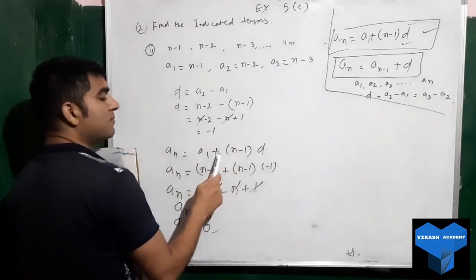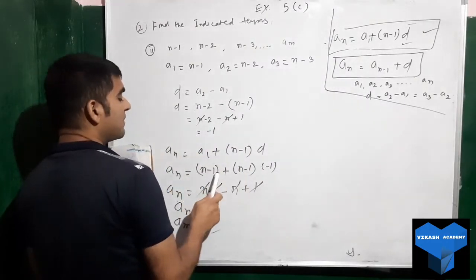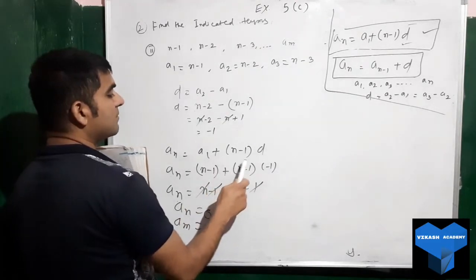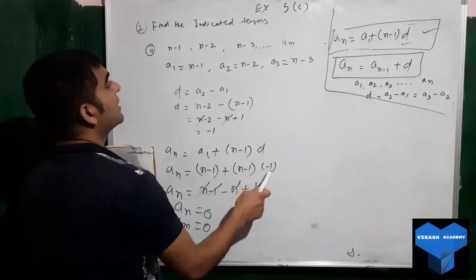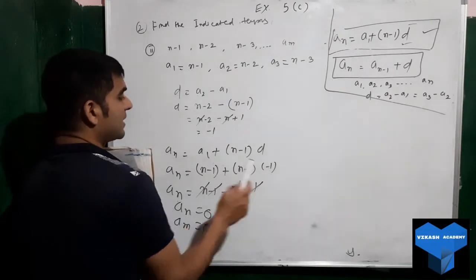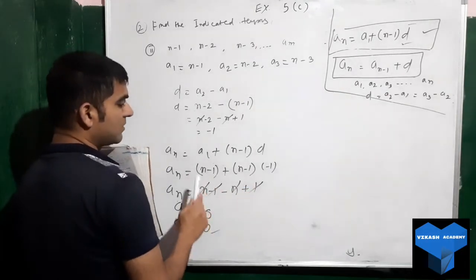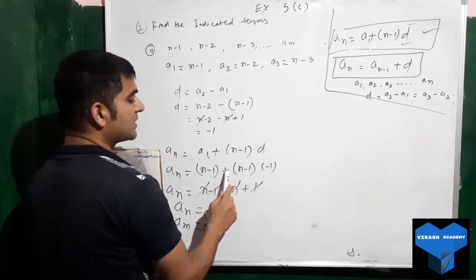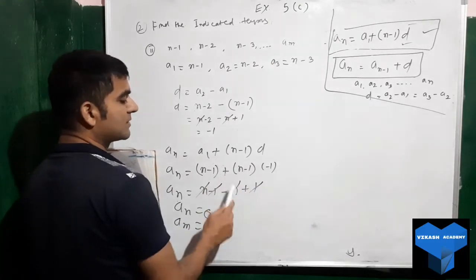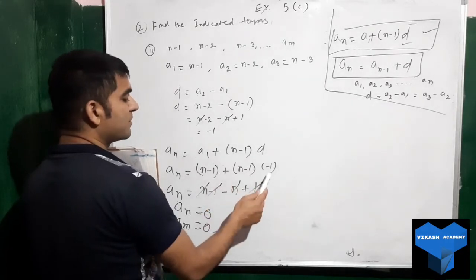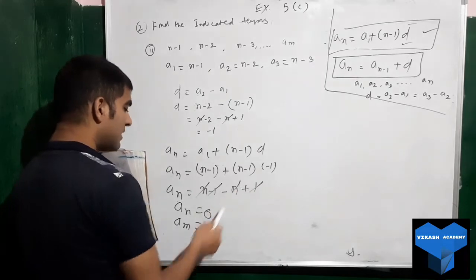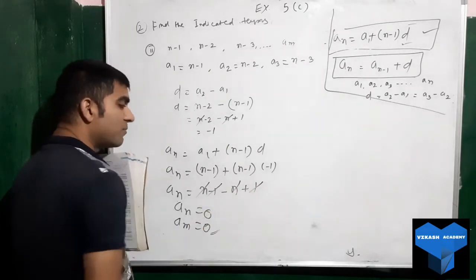AN is equal to A1 plus n minus 1 D. A1 is n minus 1. We got here A1 plus n minus 1, then D, what do we have here? D we are getting here is minus 1. Now n minus 1 will be n minus 1, minus, plus into minus minus, plus into plus plus, plus into minus so minus it. Plus into minus minus, minus into minus plus. Now minus 1 plus 1 will be cancelled, n and n cancelled, so we got 0. So the mth term will also be 0.